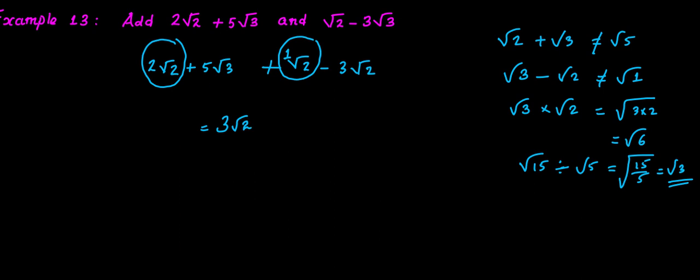Then what about 5 root 3 minus 3 root 3? If you subtract 3 root 3 from 5 root 3, we will get 2 root 3. So the answer is 3 root 2 plus 2 root 3.